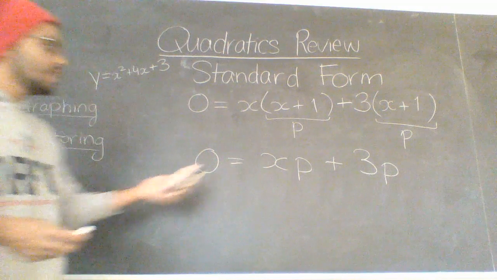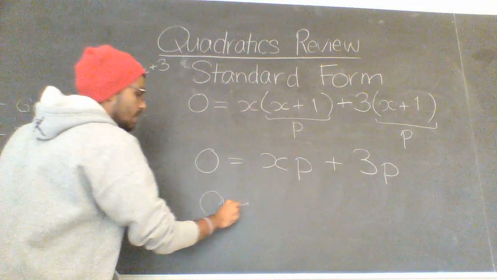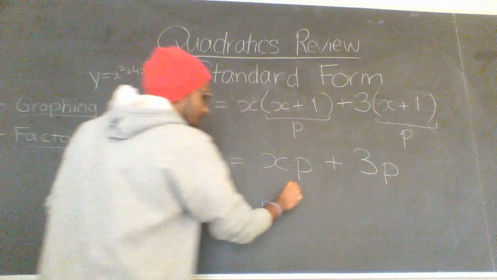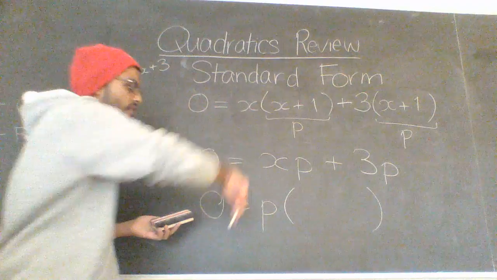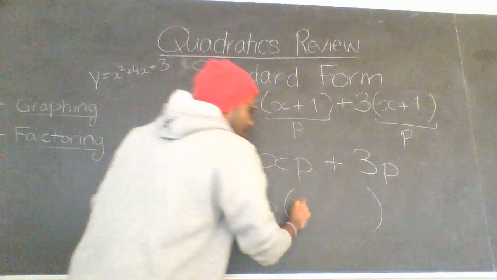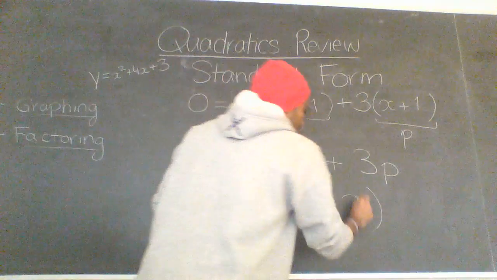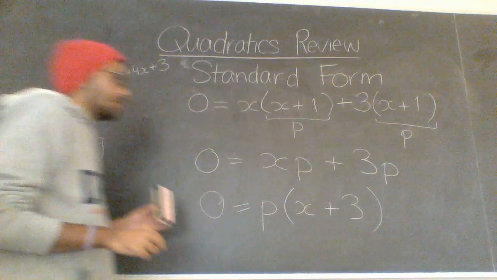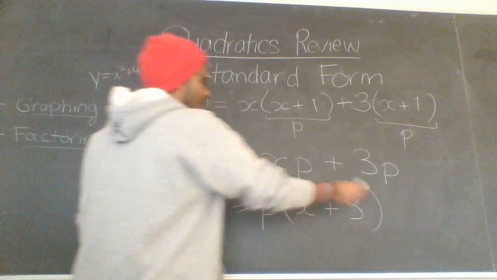All right, now you can see that both of these have a p in common. So you factor that p out by writing it in front, and then you put the leftovers in the brackets. xp divided by p, the leftovers is just x. 3p divided by 3, the leftovers you get are just 3. And you keep the same sign in the middle. So you've got p times x plus 3.